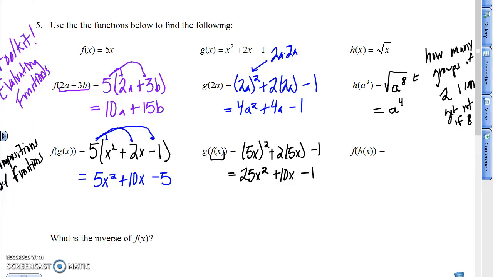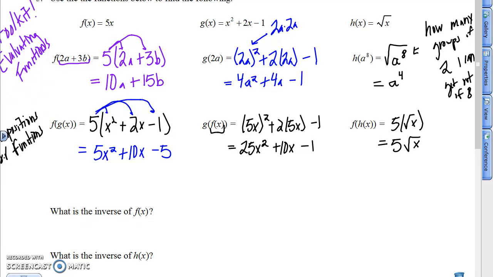The last composition of function is I am substituting in h of x in as my input of f of x, so 5 times the square root of x. 5 is outside of the square root, x is inside, has to remain like that, so it would be 5 square root of x.